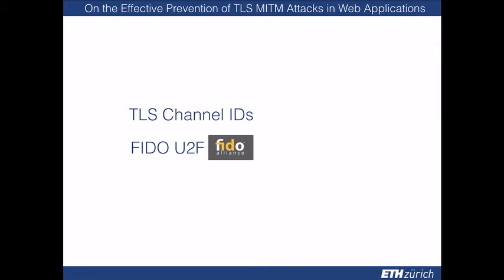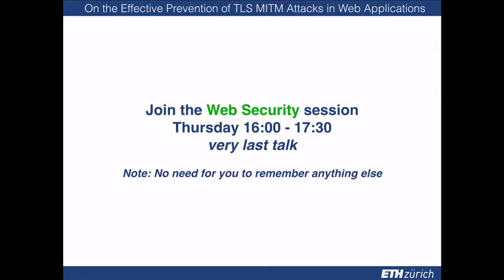TLS channel IDs and client authentication protocols built on top of them, such as Universal Second Factor by FIDO Alliance, attempt to address this problem, although as we will show, unsuccessfully. Instead, they actually need to be complemented by something more to effectively resist TLS man-in-the-middle attacks. Want to find out more? Join the last talk of the web security session on Thursday, just before the happy hour. That is all you need to remember.